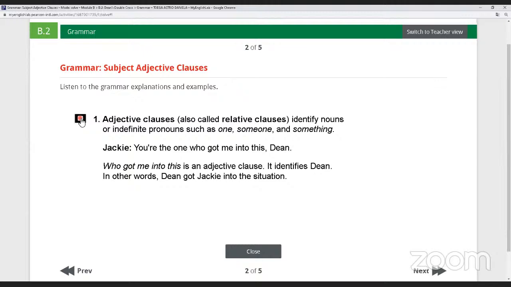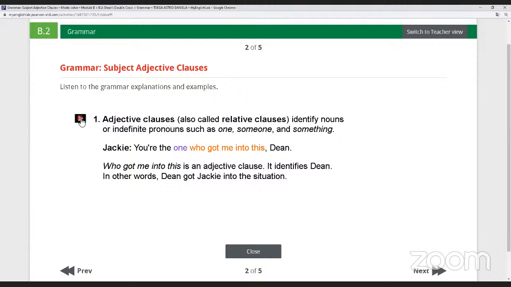Adjective clauses, also called relative clauses, identify nouns or indefinite pronouns such as one, someone, and something. You're the one who got me into this, Dean. Who got me into this is an adjective clause. It identifies Dean. In other words, Dean got Jackie into the situation.